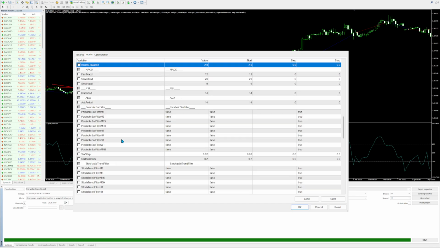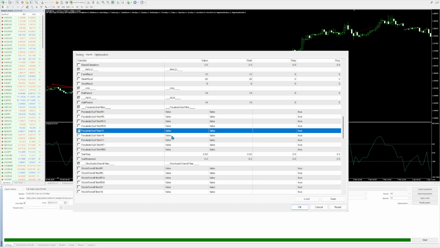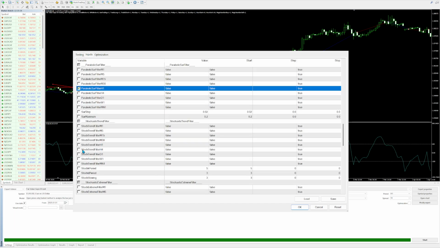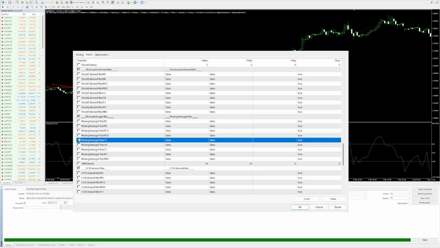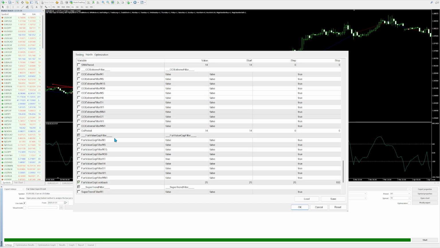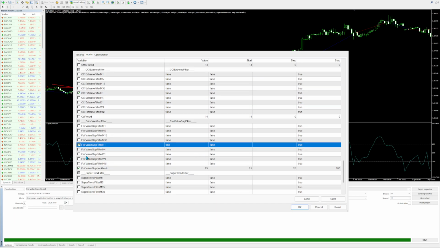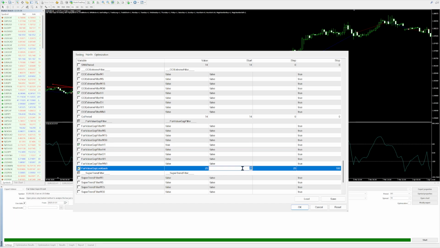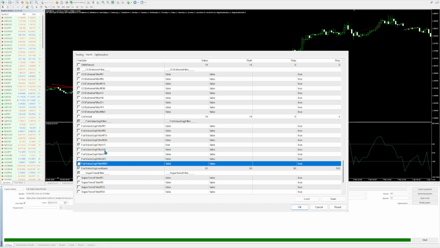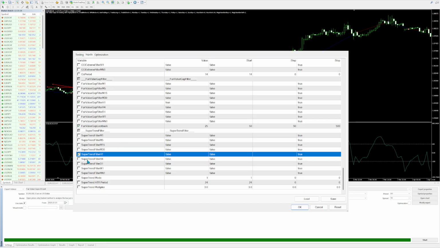But what I think we'll do is just put true or false on the filters for the current time frame, which is the 1 hour. So we'll optimize true or false, all of those. The look back, we can optimize the look back. Let's just say 50, 500, something like that. Super trend, true or false.